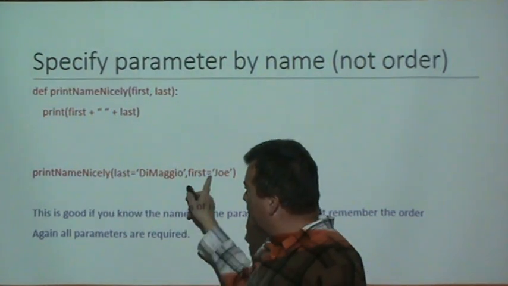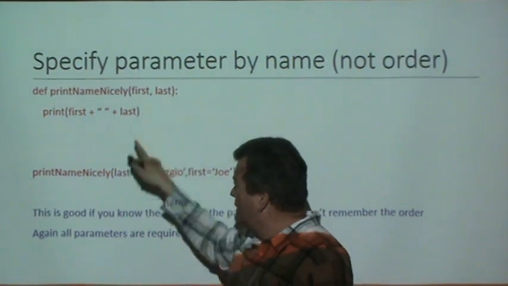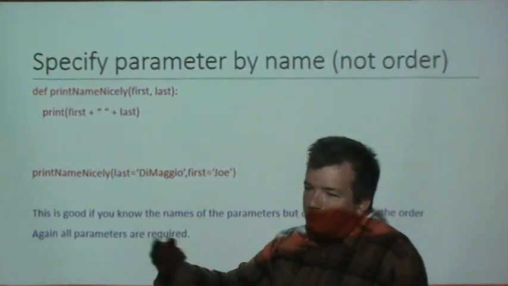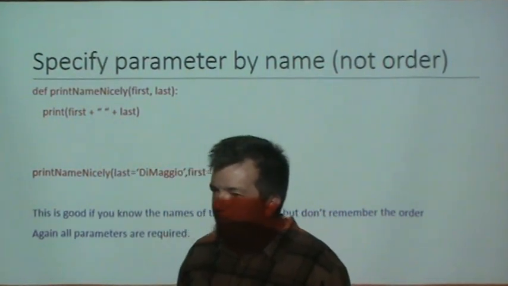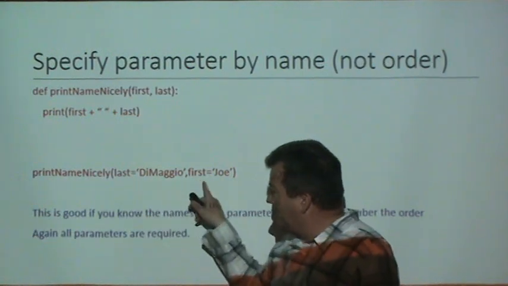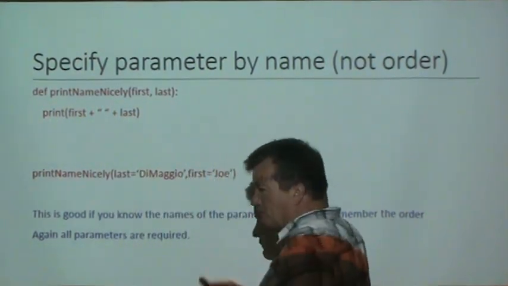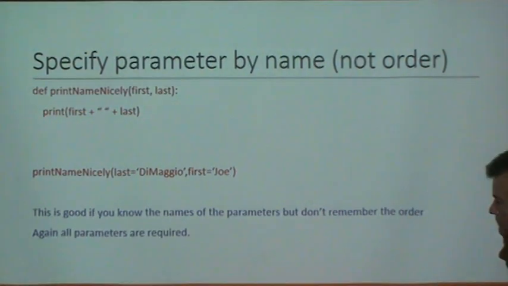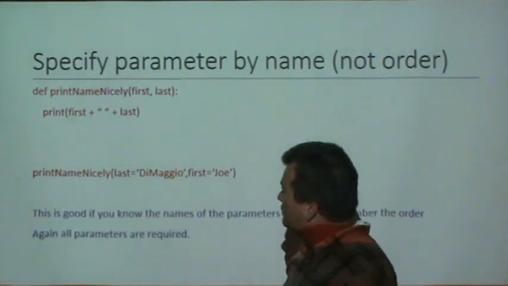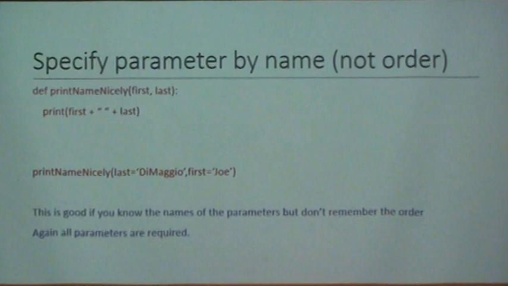Even though you gave the parameters out of order, you gave them names, so it doesn't matter that you gave them out of order. If you didn't supply the names, then the first name would be DiMaggio and the last name would be Joe. So you could specify parameters by names.